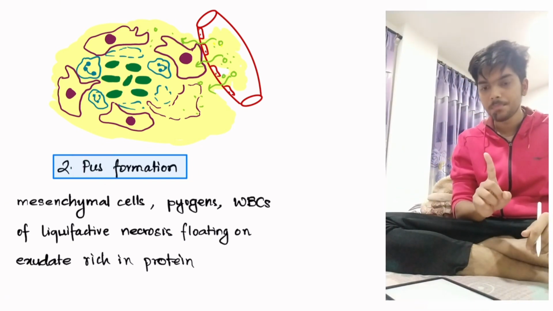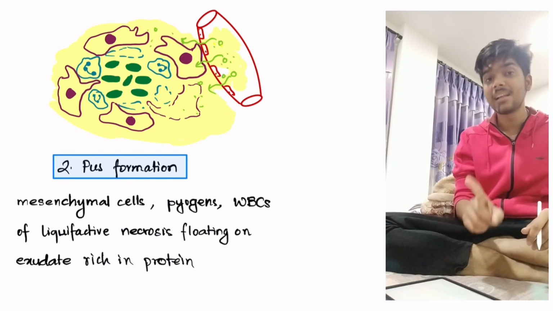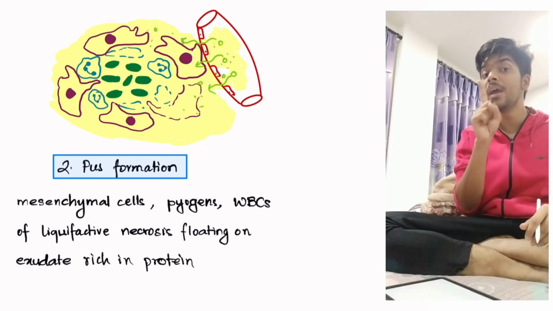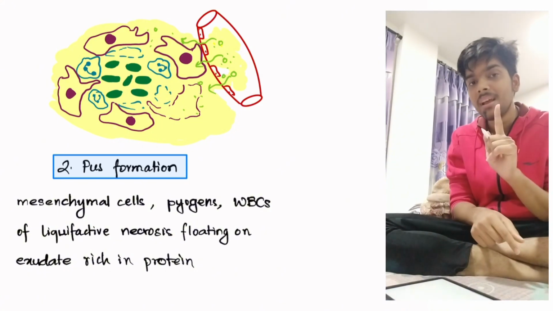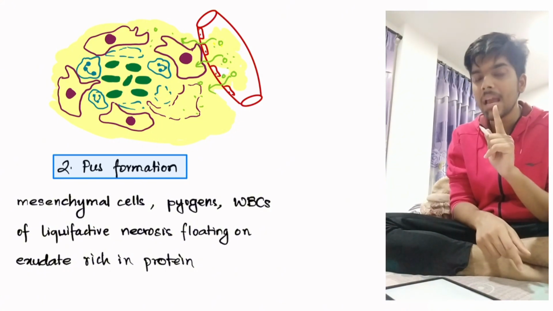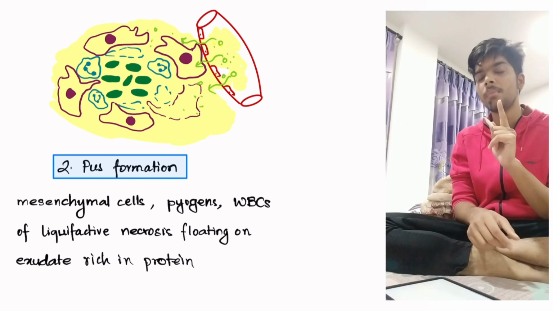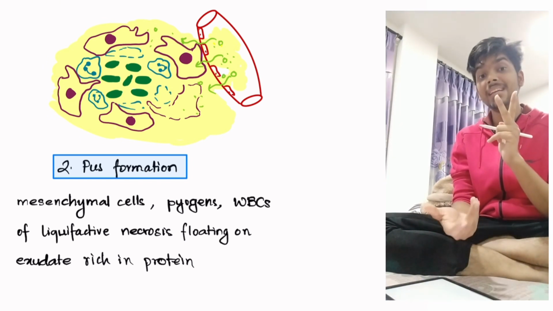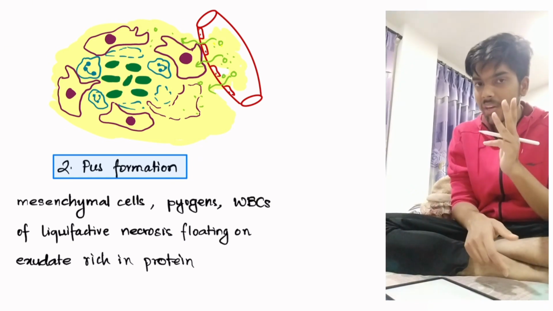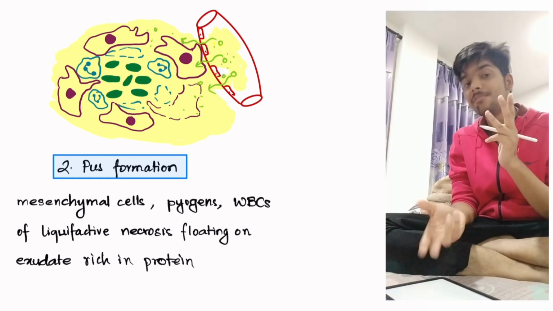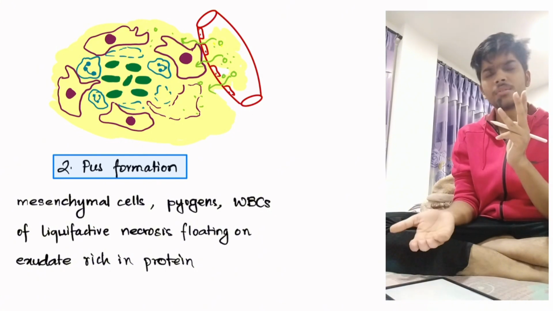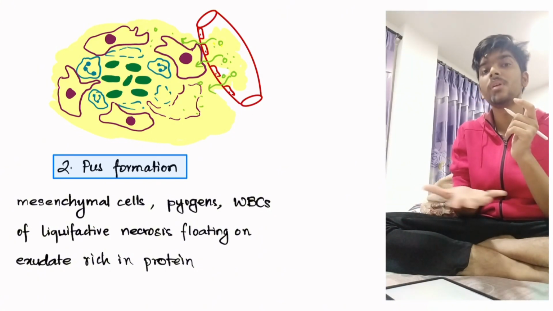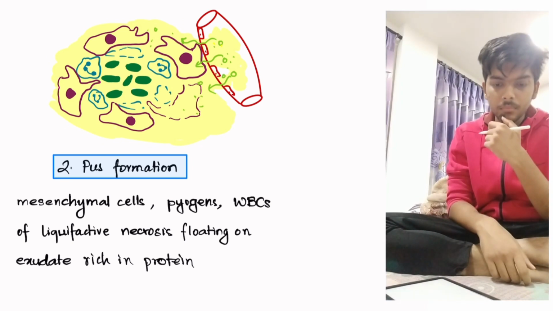So what is pus? Pus can be defined as the site of liquefactive necrosis where you will find, number one, dead, dying, or alive mesenchymal cells or normal cells. Number two, dead, dying, or alive bacteria or pathogen. Number three, dead, dying, or alive WBCs like neutrophils or macrophages. All of them floating on a liquid rich in protein called exudate.